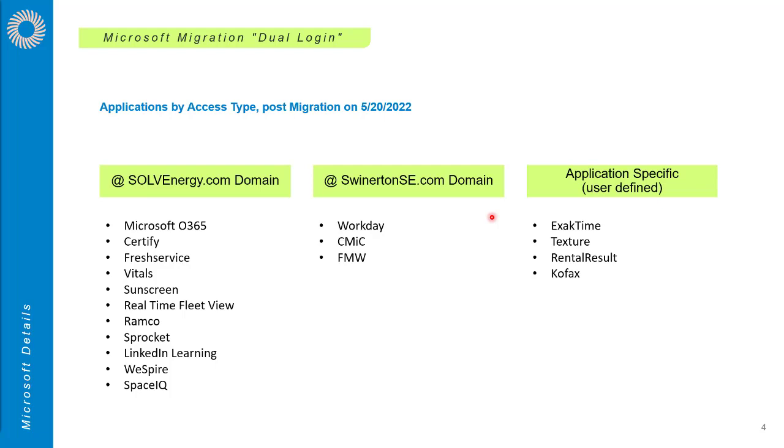So what we're going to have post-migration on 5.20 is applications that remain in the SOLV Energy domain. We're going to have applications that are going to remain in Swinnerton for the time being because they're bigger lifts work-wise and are going to take a little longer to make happen. I want to point out that these are a couple of very important applications, Workday and CMIC in particular. And then we have some of those other applications that are not tied to either one of these two domains that are going to remain the same as they were before the migration.